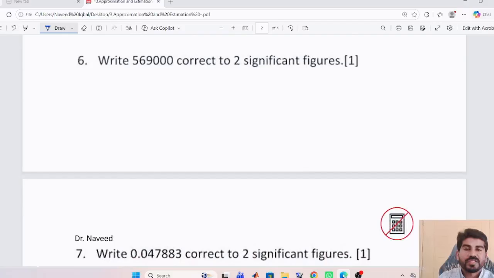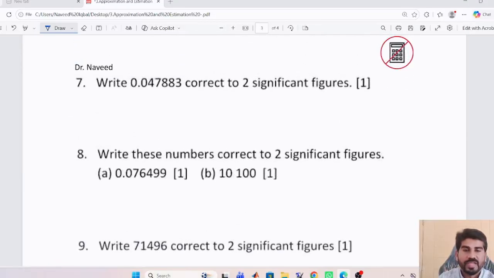Okay, question number 6 is write 5,069,000 correct to two significant figures. Again, we have to check how many significant figures there are. You can see initially 3 significant figures, and we want to write this number up to two significant figures. Here you can see this is the second, and the third one is 9. So we have to add 1 in the previous digit. So there will be 57, and there will be 4 zeros. 5,070,000.